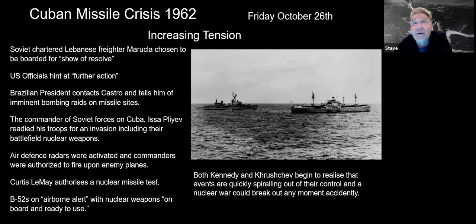Luckily, the Soviet radar or air defense didn't actually pick it up. But what happened at the same time is that NASA did another test on a rocket in Florida, which actually set off the American air defense, until it was realized, oh, right, no, it's one of ours. And then the B-52s are on airborne alert, which means they're actually flying with nuclear weapons on board and ready to use. At this point, Kennedy and Khrushchev begin to realize that things are getting out of hand. They think they're doing this sort of diplomacy and maneuvering, but something could happen and nuclear war could break out at any point, accidentally.